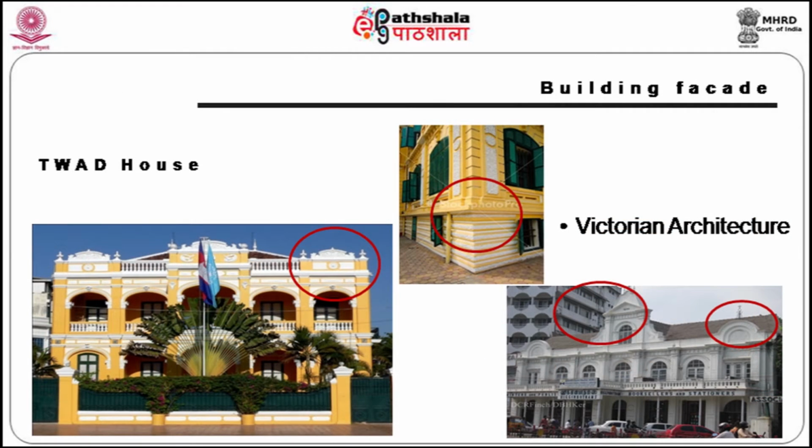Victorian architecture, color of the building. How are we going to do it? Higginbotham's building is on the right hand side, but there are other buildings also. These styles we are trying to use in our building. TWAD house, these are the different locations. What all styles are being used from these buildings in our building.